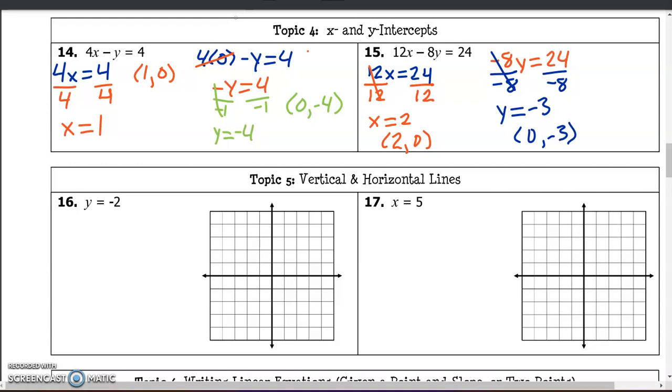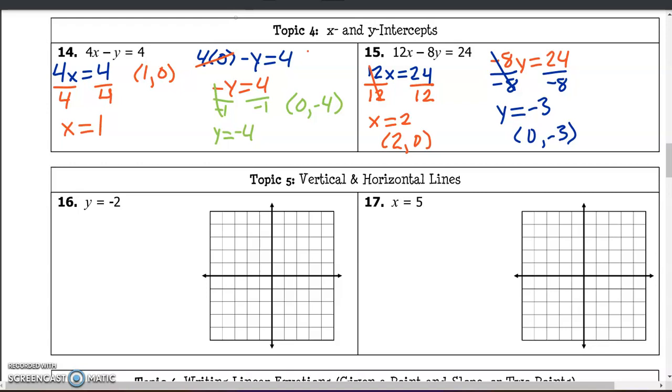Okay. Now for 16 and 17, all we're doing is just graphing a vertical or horizontal line. So this should be super easy, right? So when you see y equals negative 2, remember y values are vertical, so that might make you think it's going to be a vertical line.